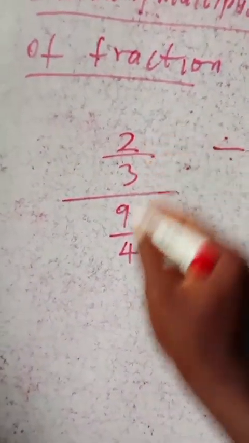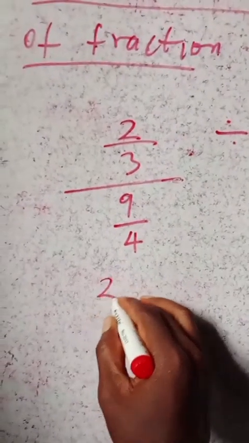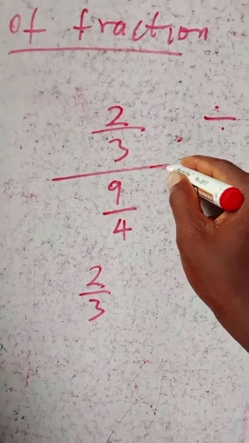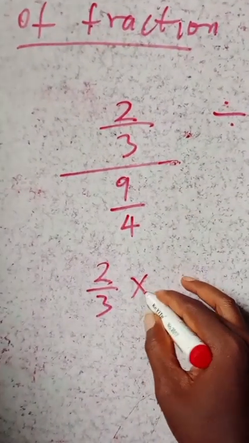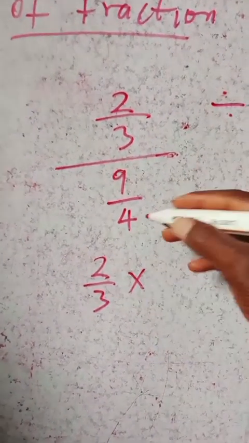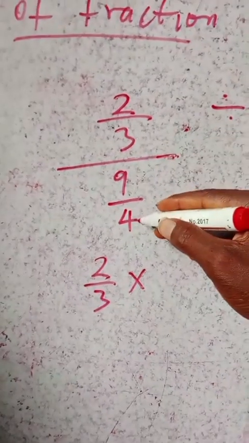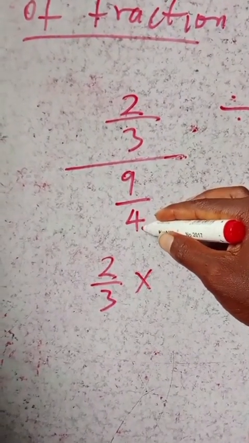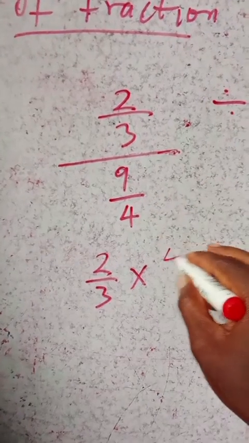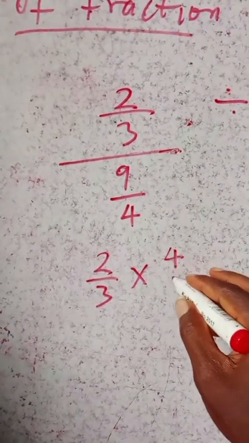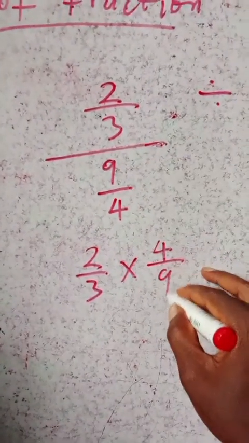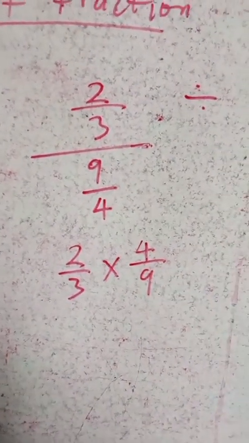What do you do? You write the first fraction, which is 2 over 3. Then this division sign changes to multiplication, and there will be a reciprocal, an inverse. The denominator will become the numerator, and the numerator will become the denominator.